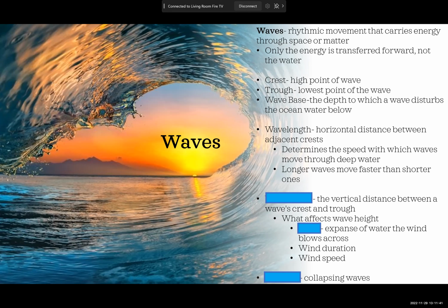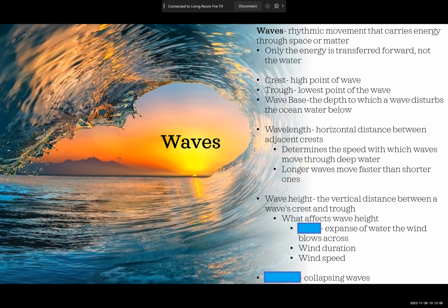All right. The vertical distance between a crest and a trough is wave height. And your amplitude is actually not from the trough to the crest, but from where? Do you know? The midpoint. The midpoint to either end. Okay. So what is going to affect wave height?